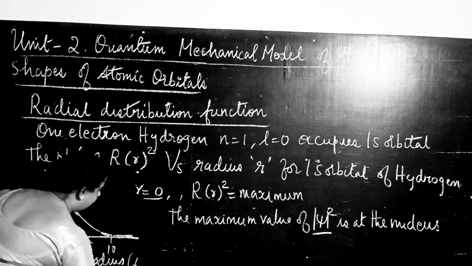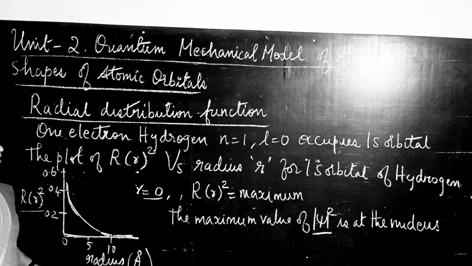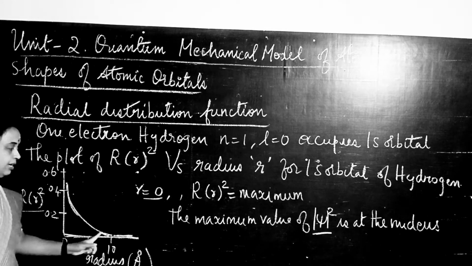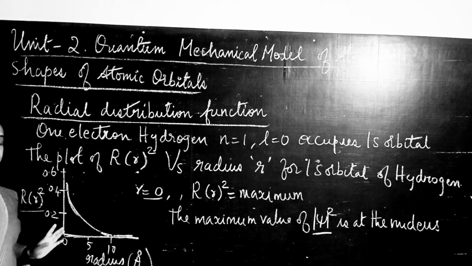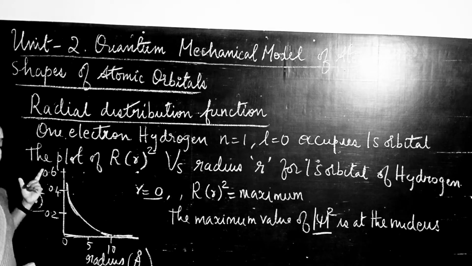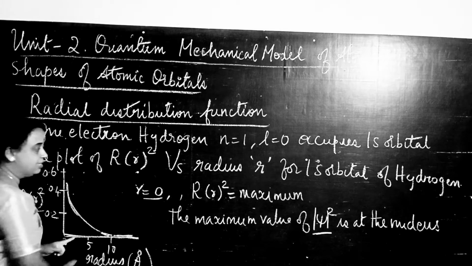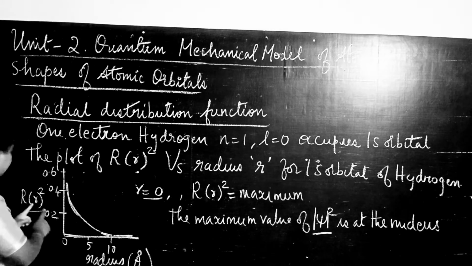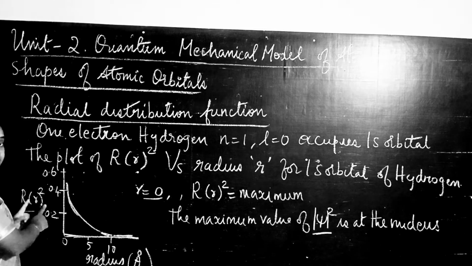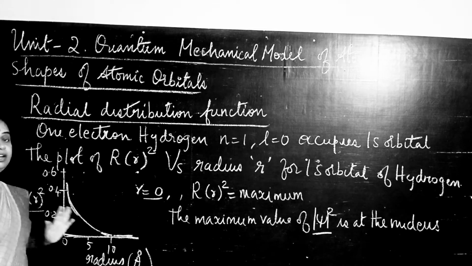The radius is in Angstrom units. So in the 1s orbital you get a curve. This curve indicates that R R square, that is your radial wave function, will be maximum when the radius is equal to 0. As the radius increases, this R R square, the radial wave function, decreases. So that's what this graph indicates.